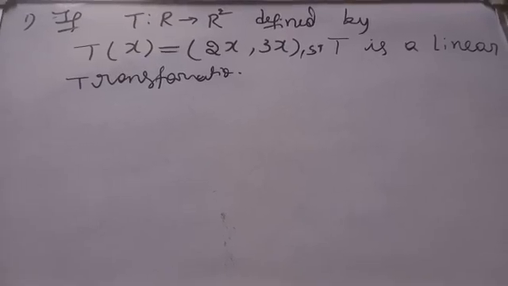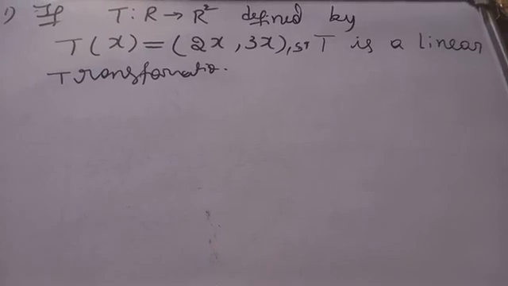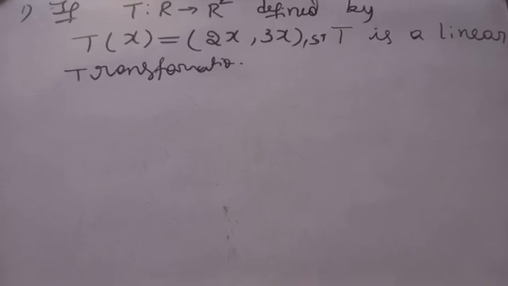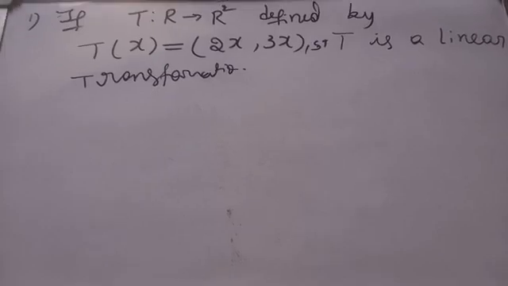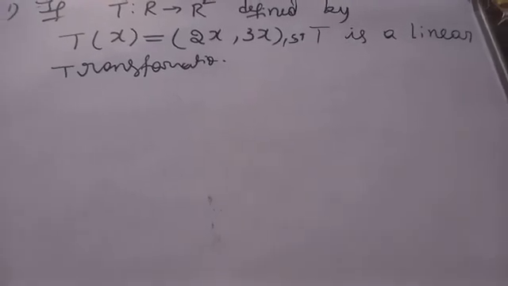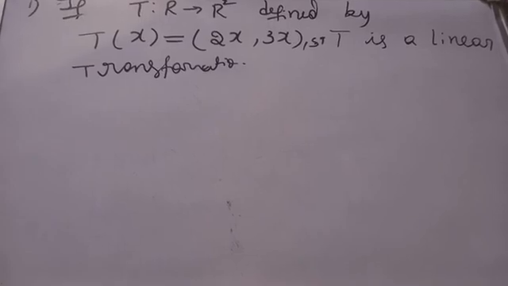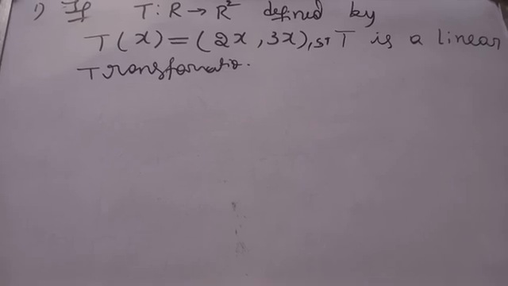So first question: if T from R to R square is defined by T of x equal to (2x, 3x), show that T is a linear transformation. Here we have to prove that T is closed under vector addition and closed under scalar multiplication. So what is the first condition? T of alpha plus beta equals T of alpha plus T of beta. The second condition is T of c alpha equals c times T of alpha.